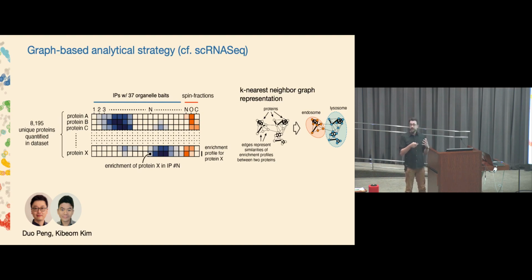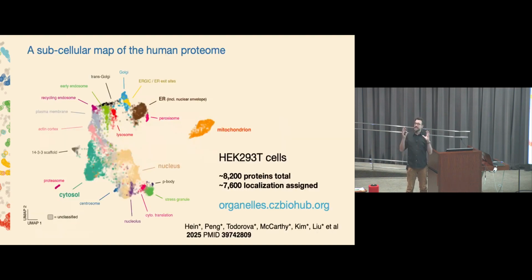So the final product of this analysis is a spatial map of the entire cell, which I'm showing you here in a UMAP format. Each dot here is one protein in the cell, and we color-coded them for the different organelles that they belong to. What's really satisfying is that the structure of this map makes complete biological sense, especially the entire secretory pathway is organized here from ER to Golgi to endosome to plasma membrane.